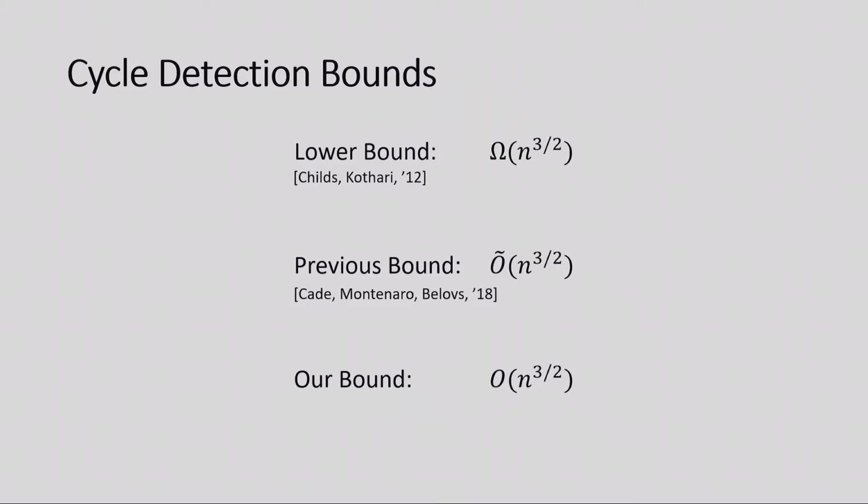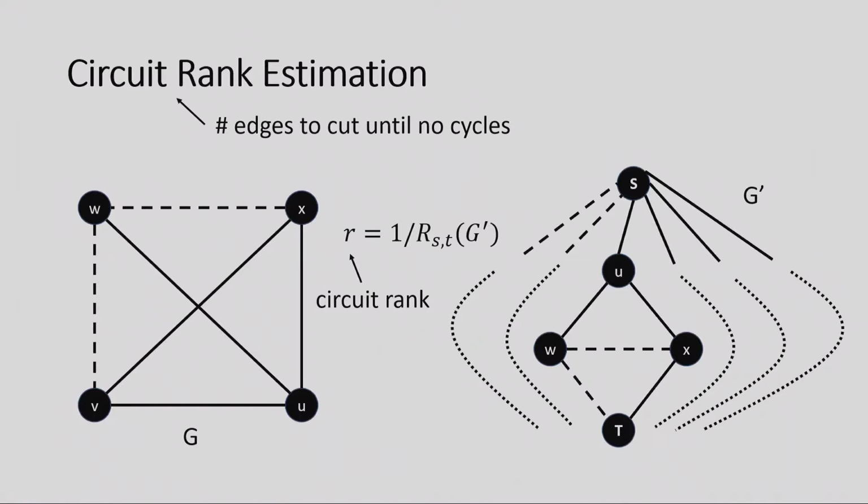So that's the first problem that we consider, but what should strike you about it is that the resistance of this reduction that we create, even though the graph is very large, is constant. And there's a little more to say here. It turns out that the resistance of the reduction that we create is inversely related to this quantity called the circuit rank of the initial graph that we consider. The circuit rank has a lot of applications in a variety of branches of mathematics, but it's the number of edges that we need to cut until there are no more cycles on a particular graph.